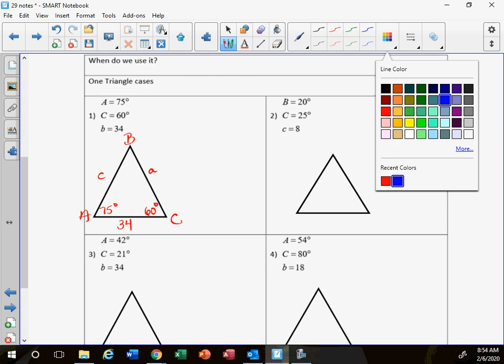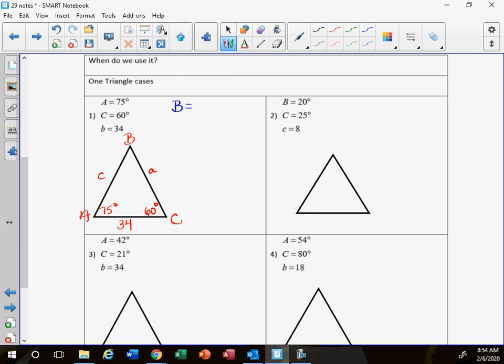First thing we need to find is angle B. Is that easy? Yes, what do I do? Yeah, how many degrees are in a triangle? 180, okay. And I already know 75 and 60, so what is this other angle? 45 degrees, good. All right, so now I need to find my sides.